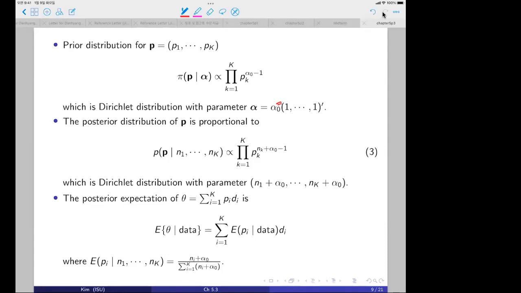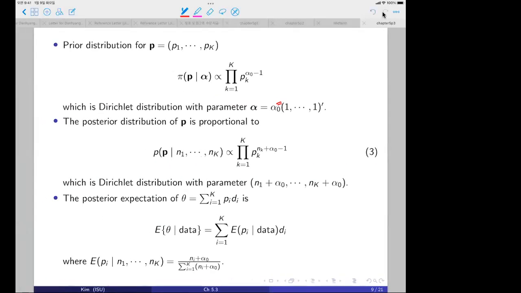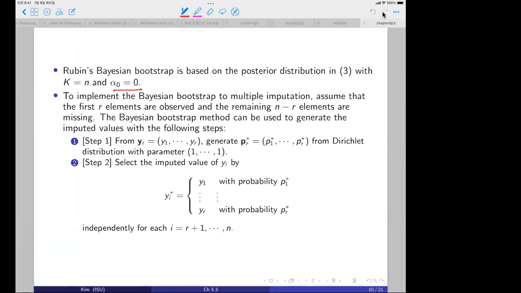So the uniform, you don't have it actually, it just disappears, right? But the posterior you have has some Dirichlet form. And then the interesting part is he then set alpha equal to 0 and k equal to n. That means what? It's like a Bayesian way of doing bootstrap.